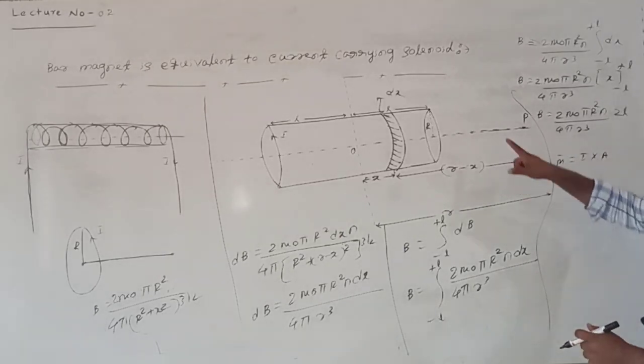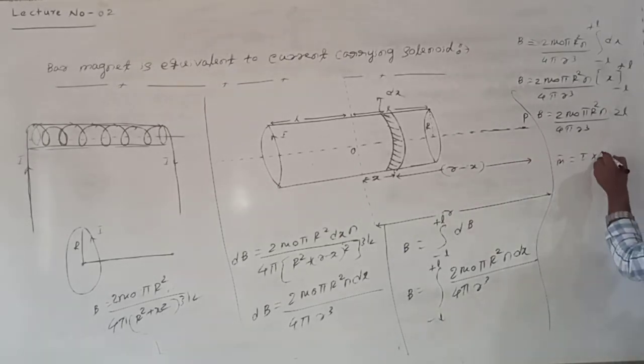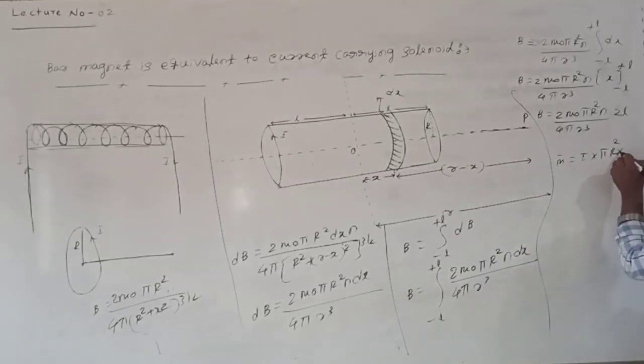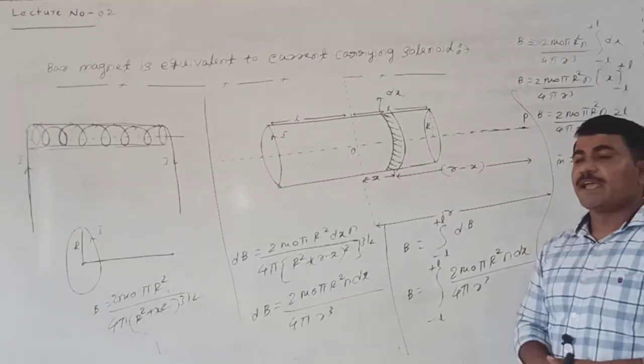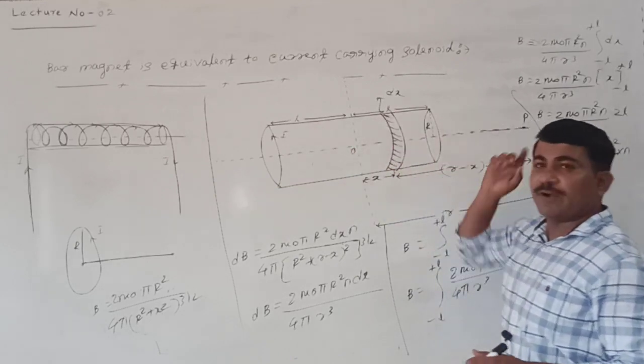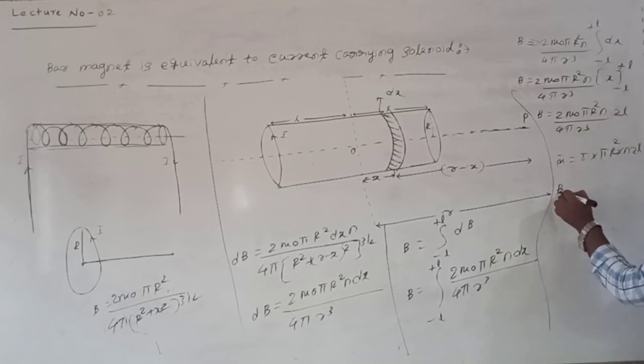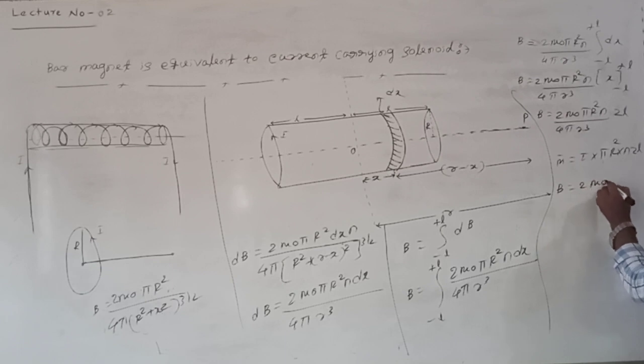Are you following? The area looks like a circle. Area of cross section is equal to what value? π r square, right? It contains n number of turns, right? It contains how much length? L and L. What is the total length? The total length is equal to 2L. Then what is capital M? I π r square n into 2L. That is nothing but capital M. Then how to find B? B is equal to 2 μ0 M whole divided by 4π r cube.